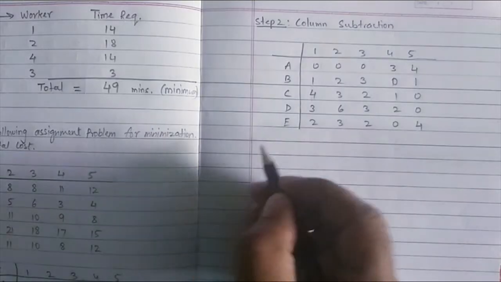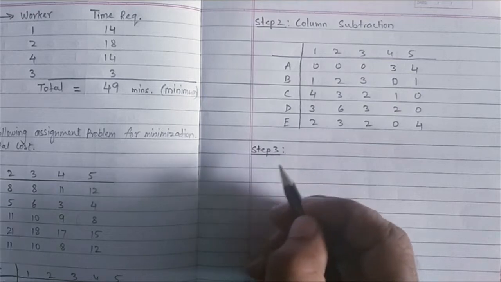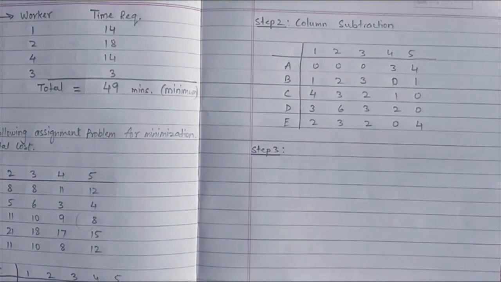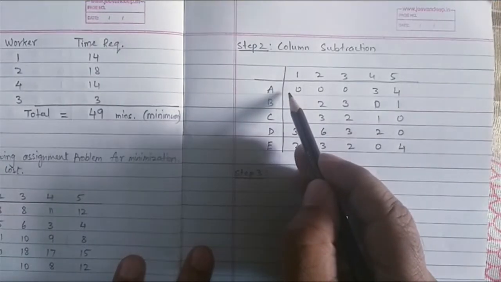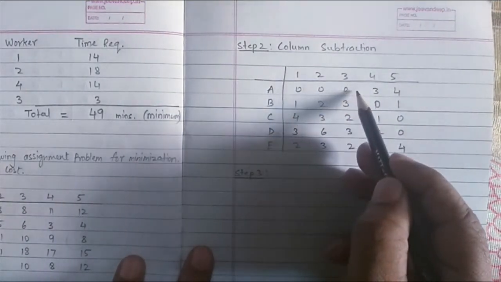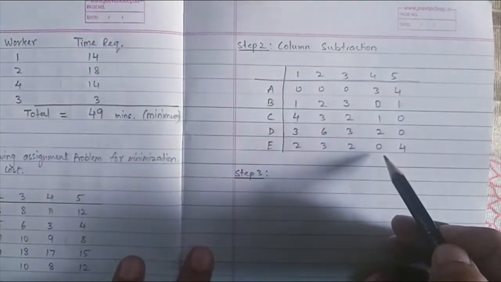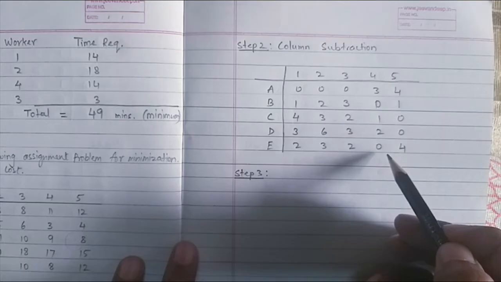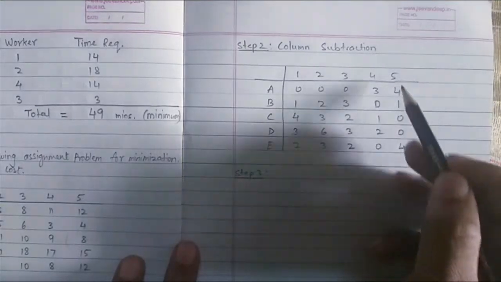The next step, step number 3, is to draw horizontal and vertical lines such that you cover maximum zeros in a single line. So the number of lines which we are drawing should be minimum, and it should cover all the zeros. If you look at the first row, we have 3 zeros here, and we have 2 zeros here and 2 here. So to cover all the zeros, we will require a line here, another line here and another line here.